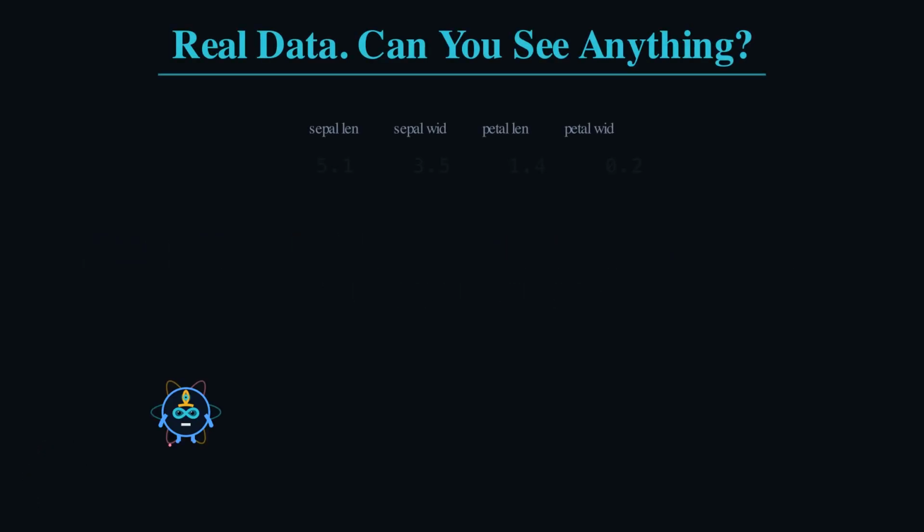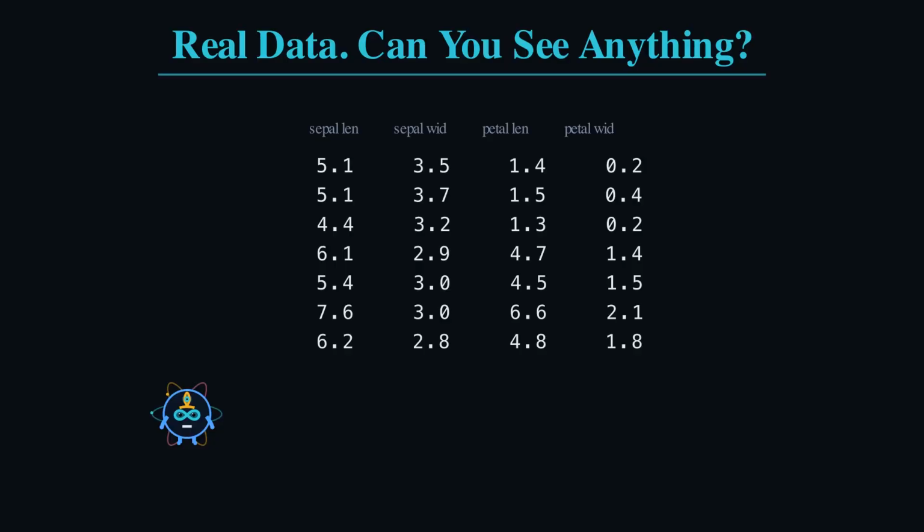Here is a real dataset. 150 flowers, 4 measurements each, the length and width of two kinds of petal. There are 3 different species in this table. Can you see them? Neither can I. 4 numbers per flower is already too many for a human eye, and real AI data has thousands.